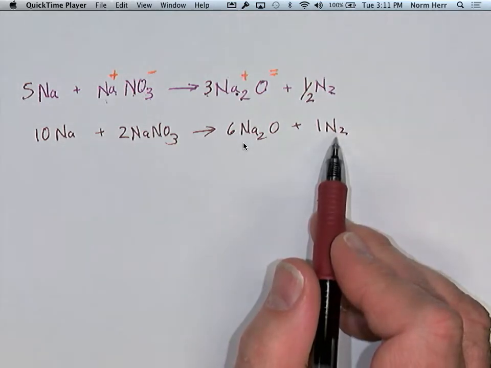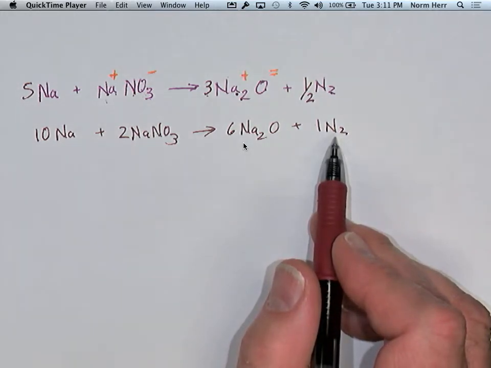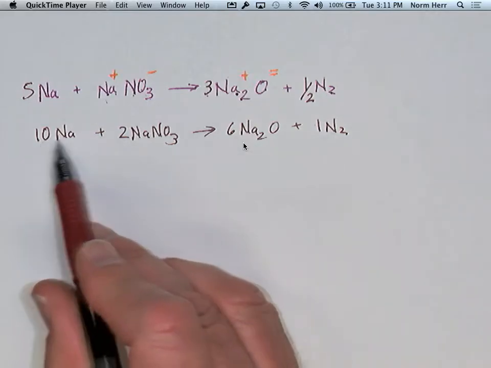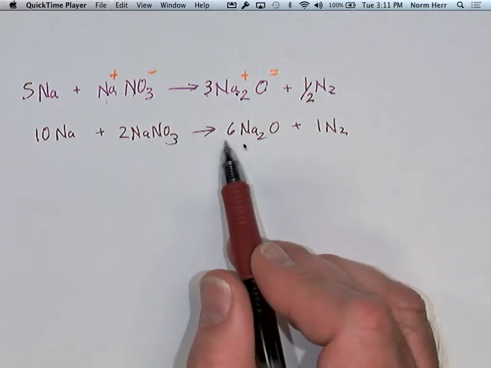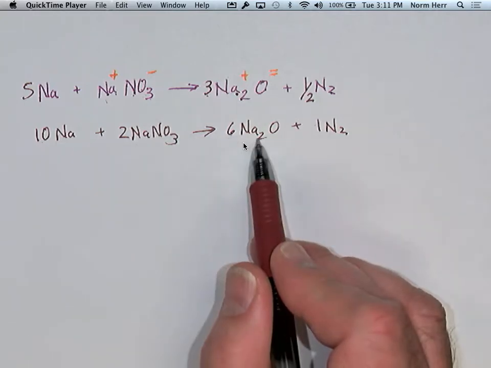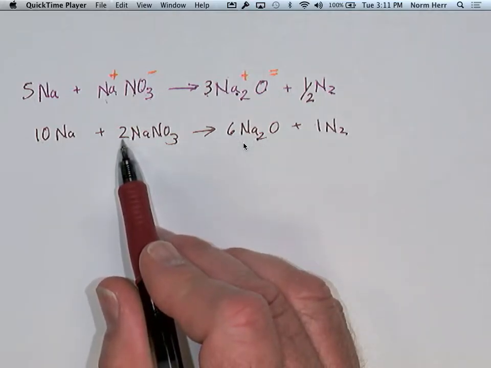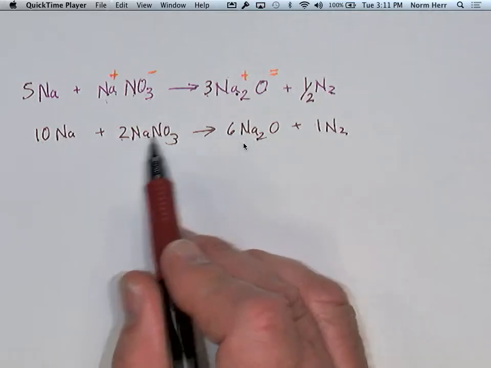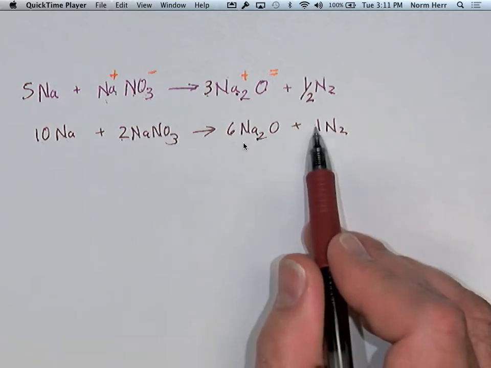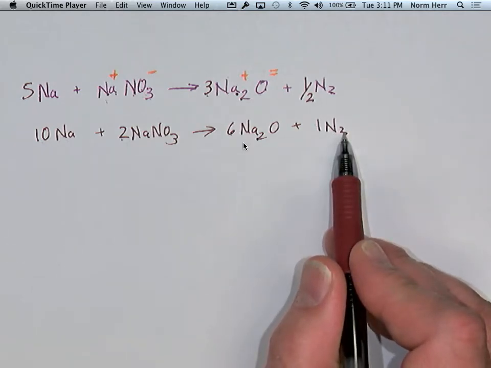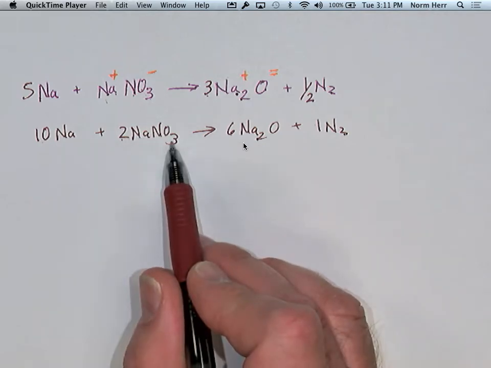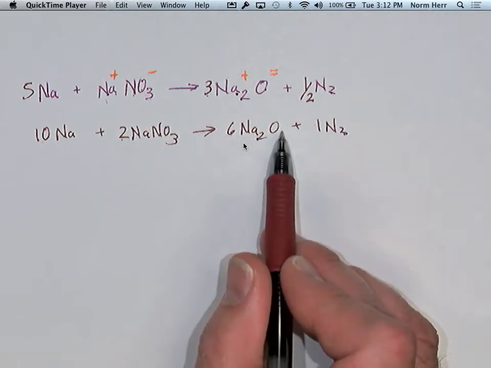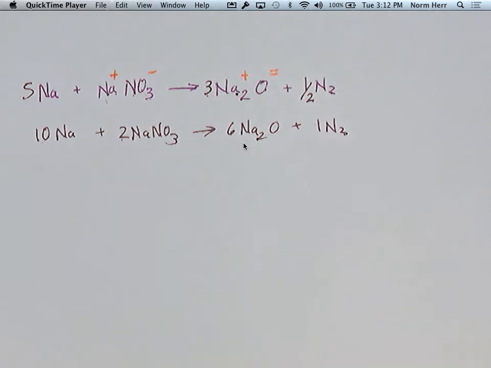We want to just go back and check to make sure that's all the case. If there's 10 sodiums plus 2, that means there's going to be 12 on the left, and we can see 6 times 2 is 12 on the right, so that works. Then we could look at the nitrogens. There's 2 nitrogens on the left, and there's 1 times 2 or 2 nitrogens on the right. And in terms of oxygens, there's 2 times 3, that means there's 6 oxygens on the left, and there's 6 times 1 or 6 oxygens on the right. So we know that we're balanced.